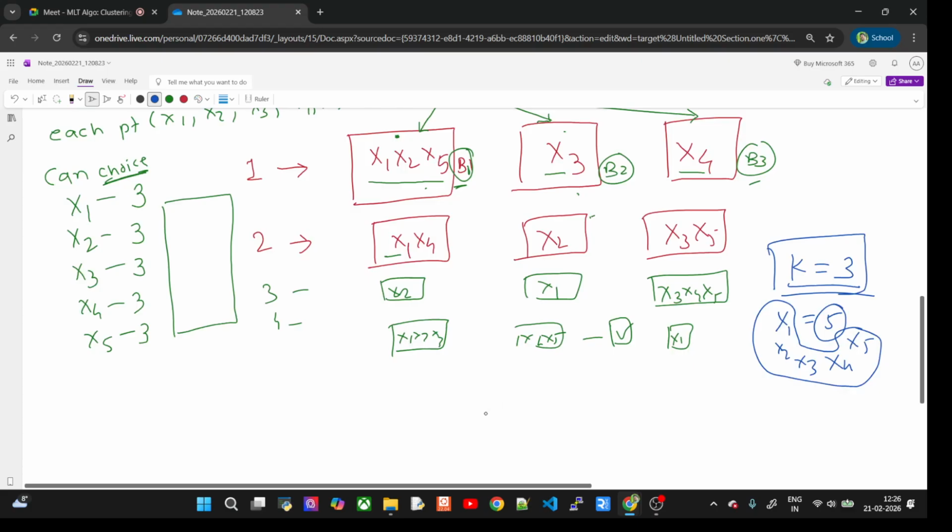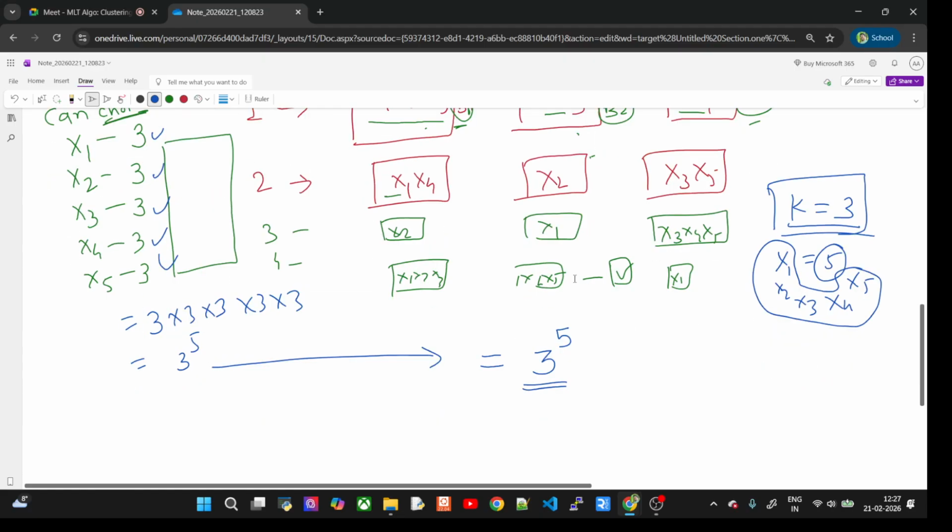That is nothing but how many ways you can position them: you need to put 3 raised to 5 times. 3 clusters, and this 5 times: 1, 2, 3, 4, 5. That is 3 into 3 into 3 into 3 into 3, that is 3 raised to 5. So 3 raised to 5 ways you can position these x1, x2, x3, x5 into 3 clusters or 3 boxes. Okay, so you will first understand it is 3 raised to 5, that's fine.